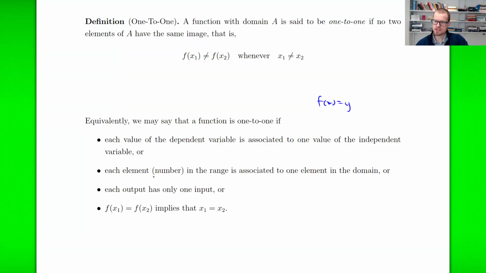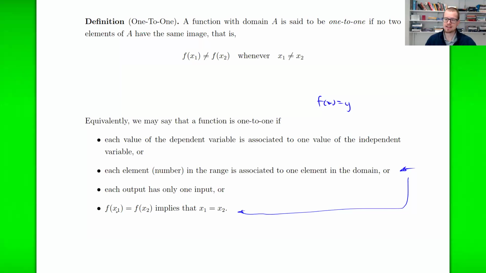We can also say each element or number in the range is associated to one element in the domain. This is the one that we really like. That actually is kind of giving us this last one here. We can also say each output has only one input. That's the same thing, just a rephrasing.